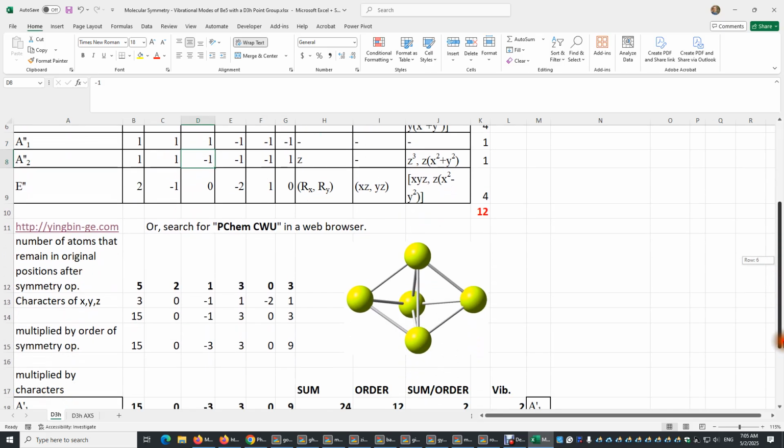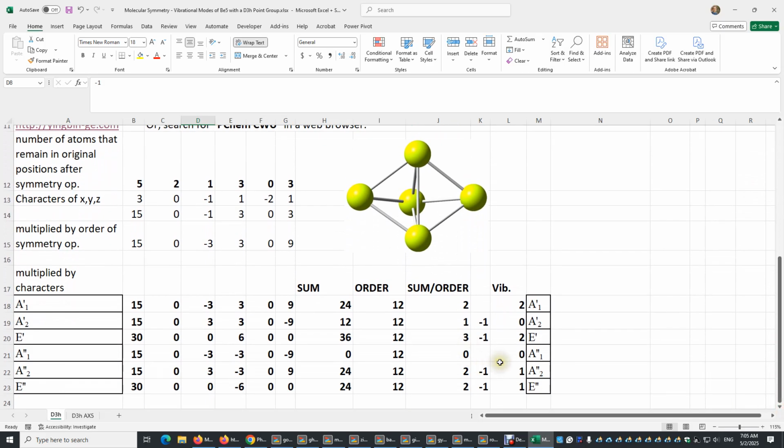Alright, now let's get to the end. We need to subtract the rotations and translations. Now we have the vibrational modes. We should have a total of 9 vibrational modes, because we're going to do 5 atoms times 3, we get 15, and then minus 6. You minus 3 translation, minus 3 rotation, you get 9. So we have 9 here. So 1, 2, over here 2 pairs, and then 1, and then over here 1 pair.